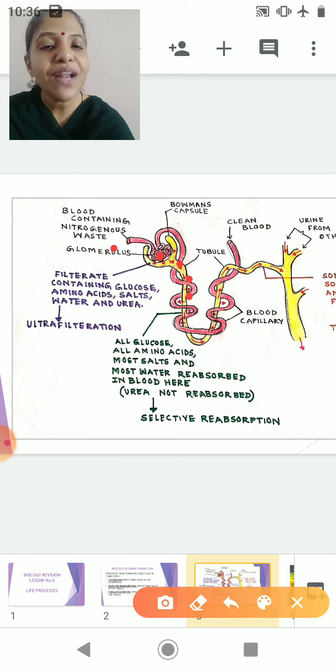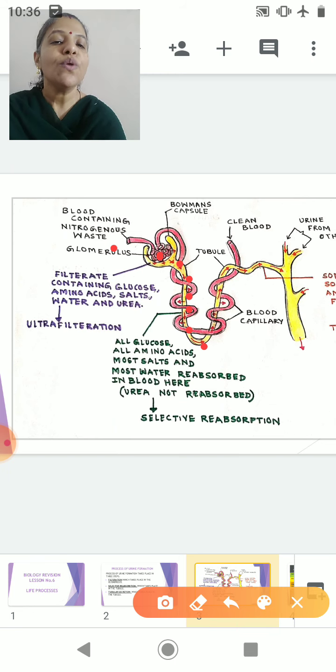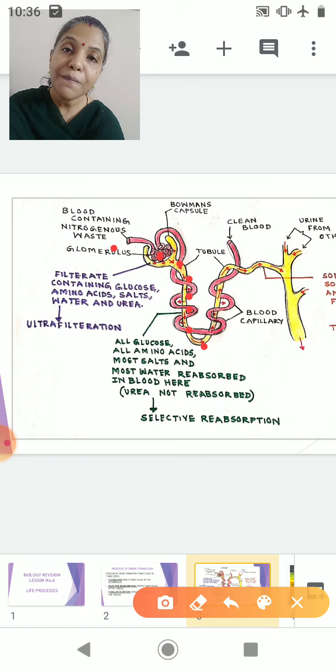So, as the filtrate is moving ahead, you can see that surrounding the tubule, what is present? Blood vessels are present. So, what is the tubule going to do? Whatever useful substances are there, those substances will be passed on to the blood. The tubule will select those substances which are useful for our body, and it will pass them into the blood. This process is called selective reabsorption.